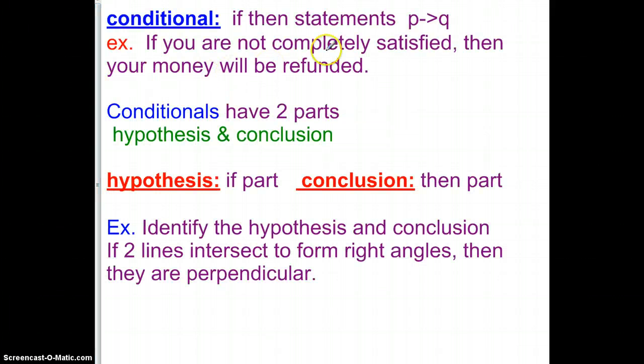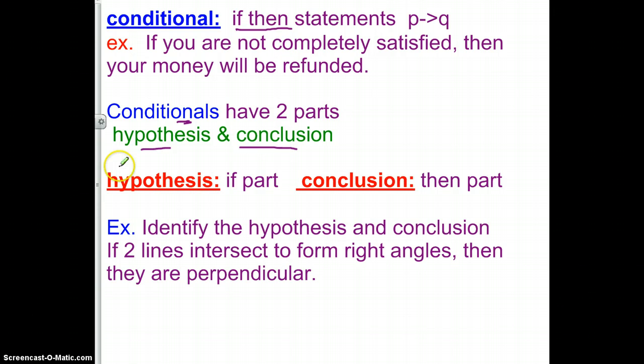Today in geometry we're going to talk about conditional statements. Now, when we normally talk about conditional statements, they usually have an if-then part that we're going to talk about. A lot of times in ads you may hear, if you're not completely satisfied, then your money will be refunded. That is an if-then statement.